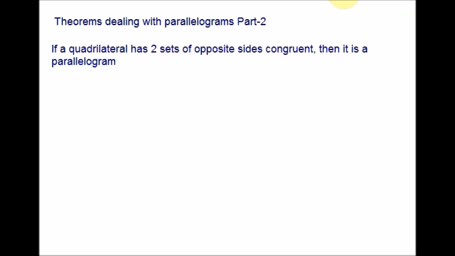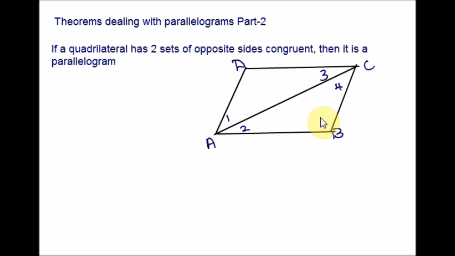Theorem 1 states that if a quadrilateral has 2 sets of opposite sides congruent, then it is a parallelogram. So under this condition, let us prove a quadrilateral is a parallelogram. Let me draw the quadrilateral on the board, also with the diagonal. Here is a figure of a quadrilateral. From this figure you can take down the given information. The given information says that AD is congruent to BC and AB is congruent to DC. Now you have to prove that if ABCD has 2 sets of opposite sides congruent, then it is a parallelogram.